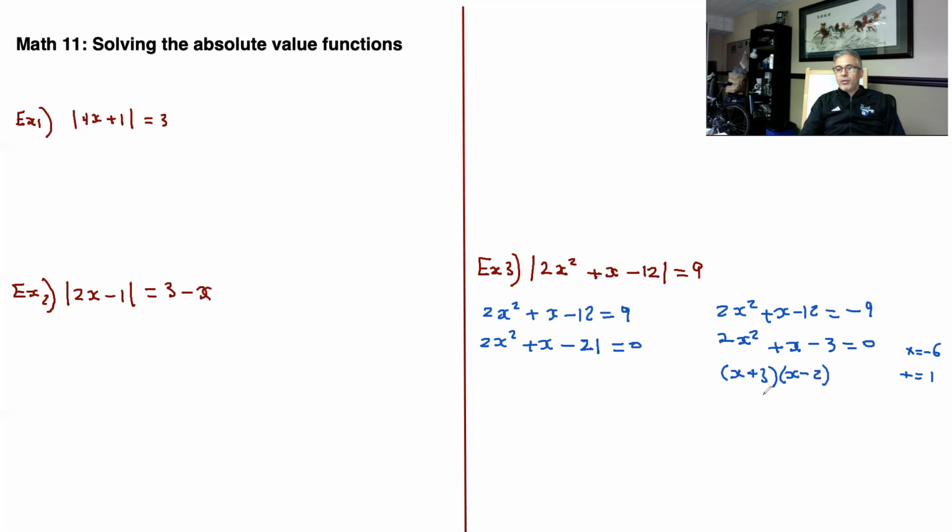Because we have a 2 in the front here, we'd have to divide the 3 by 2 and the 2 by 2. So here it doesn't divide, just becomes 2x plus 3. And this divides, so it becomes x minus 1 still equals 0. So x equals -3/2 or 1.